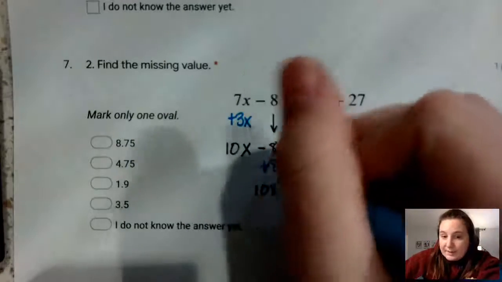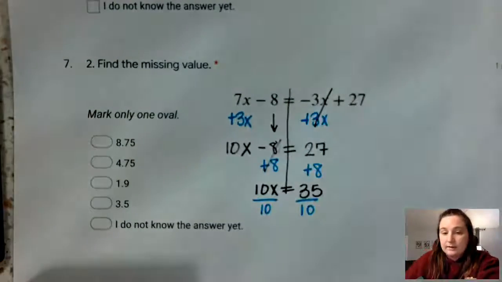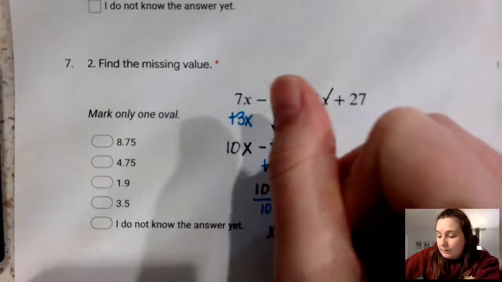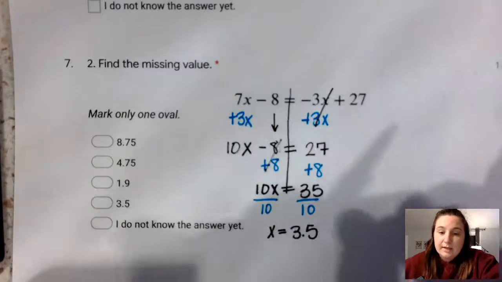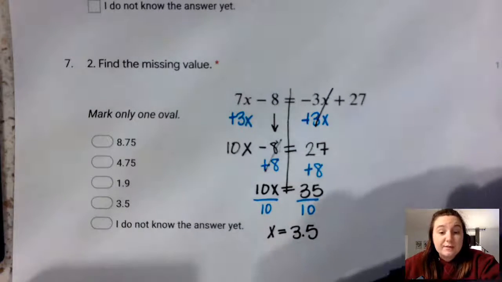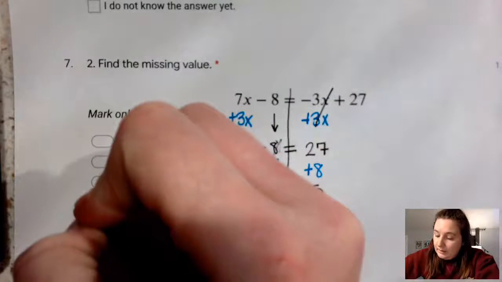And our final step is to get rid of that 10 by dividing by 10, and we get x equals 3.5. And so no matter which step you started with at the beginning, your steps would differ, but your end answer should be 3.5. And that is this bubble.